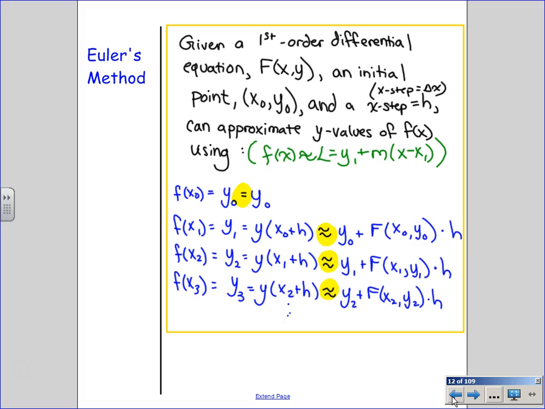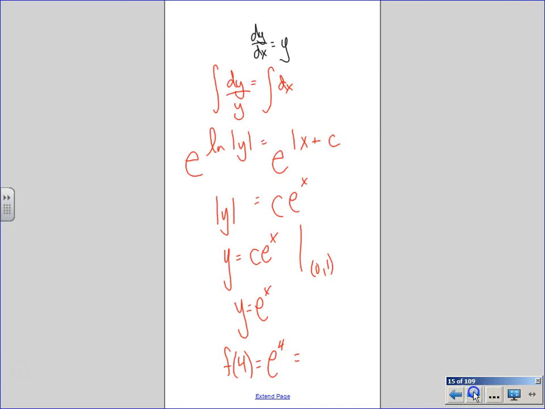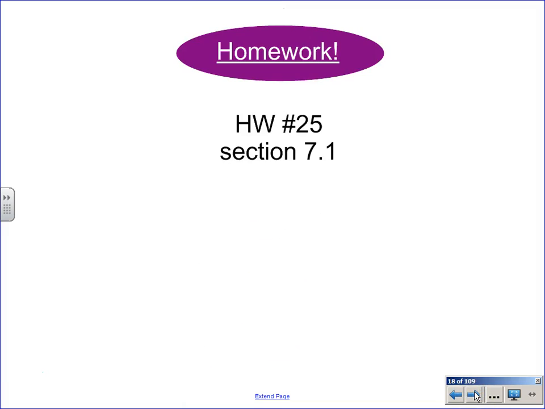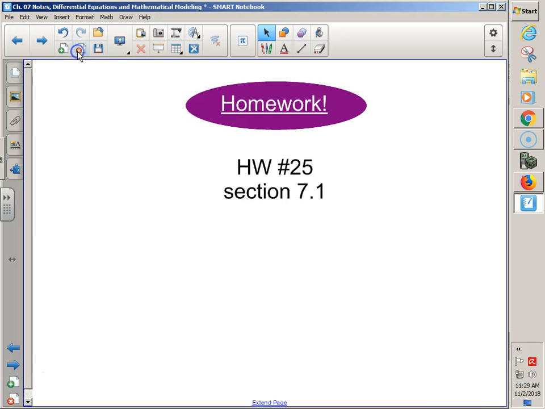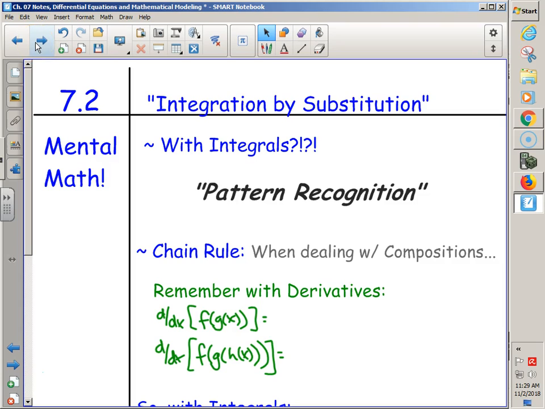Okay. So guess what? Oh, look, I had a whole page of work, oh well, I didn't use it. That's all right. I just did it all in there. Wait, so Section 7.1, do one. And it's homework number 25? Good. Sweet. Section 7.2. U-sub.